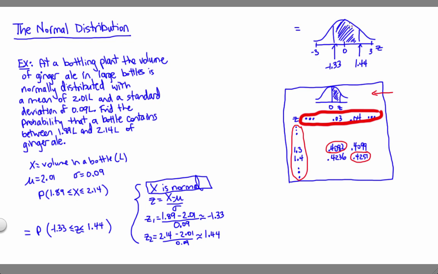So now going back to our calculation, we can think of our shaded area up here as really being the sum of two separate areas. There's one area that goes from z equals negative 1.33 up to 0, and then there's another one that goes from 0 to 1.44. One handy property of our z-curve is that it's symmetric. If we look at the left side of our z-curve, that's the mirror image of the right side. So to calculate our shaded area, we're going to break it up into two areas.